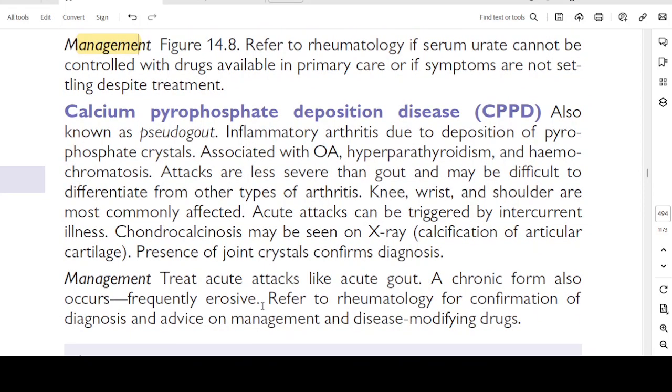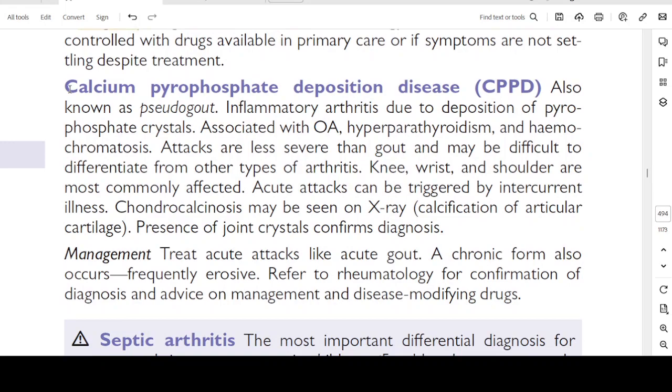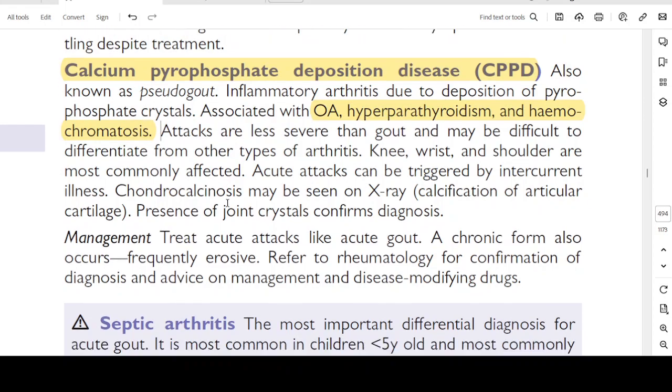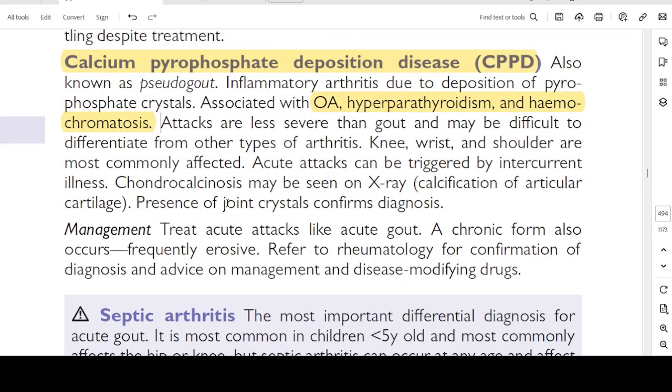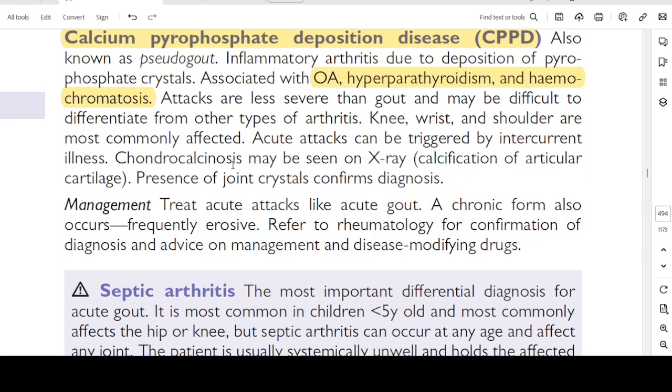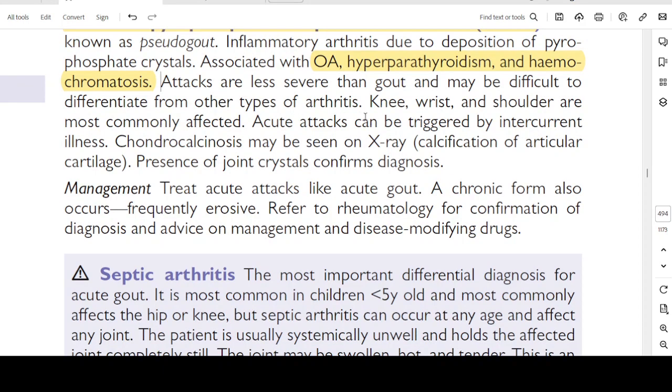Calcium pyrophosphate deposition disease, or CPPD, or pseudogout. Also an inflammatory arthritis due to deposition of pyrophosphate crystals, or associated with osteoarthritis, hyperparathyroidism or hemochromatosis. Attacks are less severe than gout and may be difficult to differentiate from other types of arthritis. Knee, wrist and shoulder are most commonly affected. Acute attacks can be triggered by intercurrent illness.